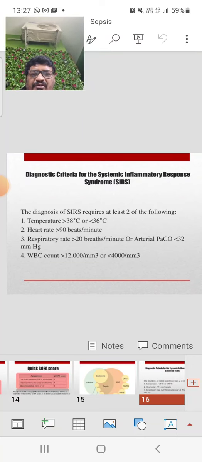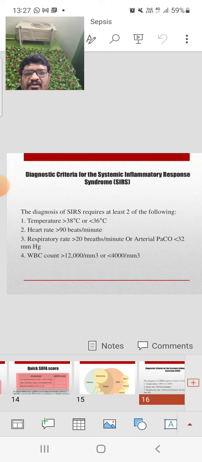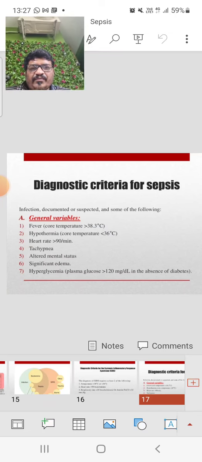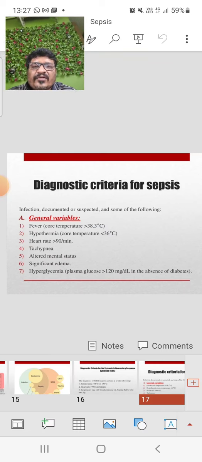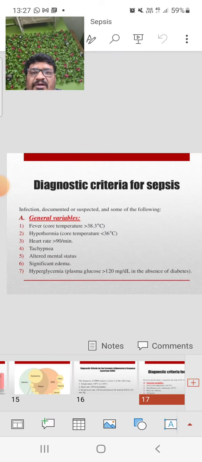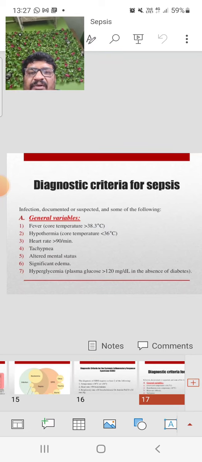Okay, so this is the diagnostic criteria of SIRS. Heart rate, temperature, respiratory rate were judged by that, and WBC count is more than 12,000 or less than 4,000. Diagnostic criteria for sepsis is infection, documented or suspected, plus some of the following: general variables, fever, hypothermia, heart rate.